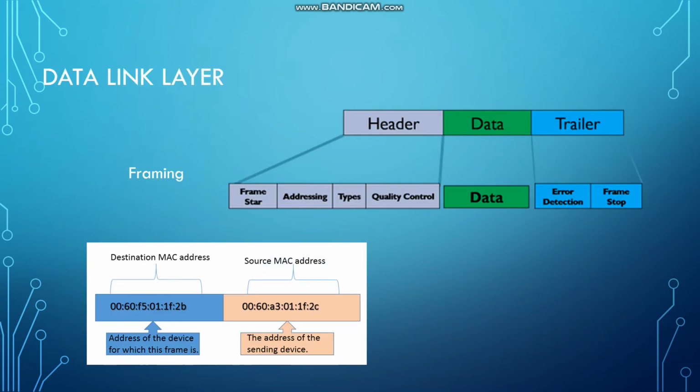And next is the data link layer. This layer is responsible for transmitting frames from one node to the next. The frame contains three parts, which are the header, data, and trailer. The trailer of the frame is used for error detection, such as flow control and error control. The header of the frame contains the physical addressing, called the MAC address, which includes the destination MAC address and source MAC address.